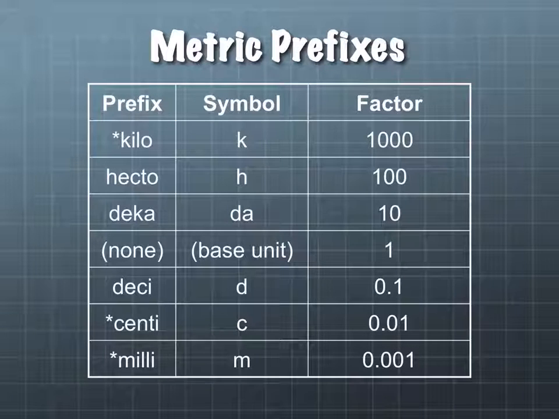We talked about that last time. Those starred ones are the ones that are commonly used. Not that you can't see the other ones, they just aren't used commonly. And then the factor is written on the right-hand side. And it's a factor based on the base unit. So it's 10 times bigger, it's 1,000 times bigger, or it's 0.1, quote-unquote, times bigger than the base unit.